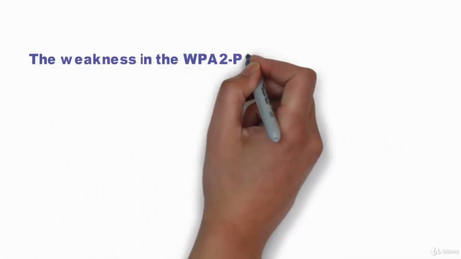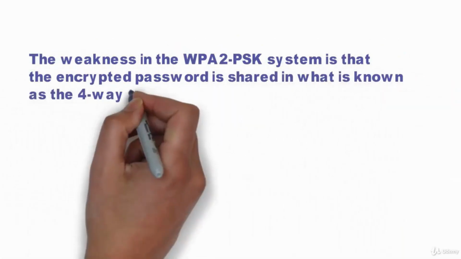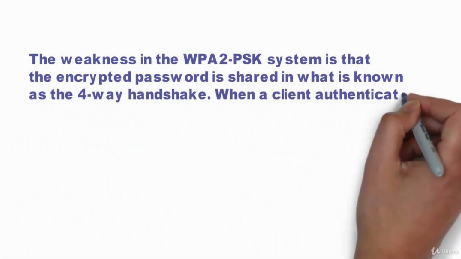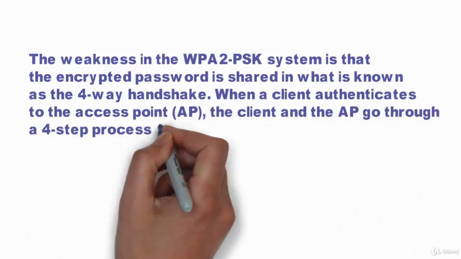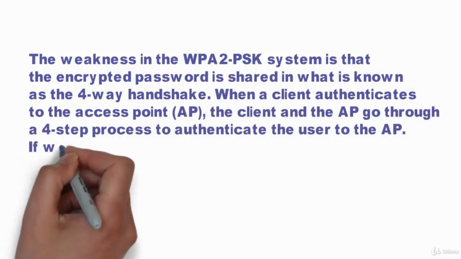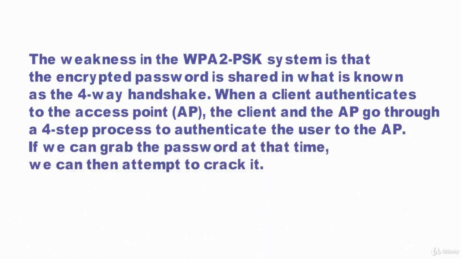The weakness in the WPA2 PSK system is that the encrypted password is shared in what is known as the four-way handshake. When a client authenticates to the access point, the client and the access point go through a 4-step process to authenticate the user to the AP. If we can grab the password at that time, we can then attempt to crack it.